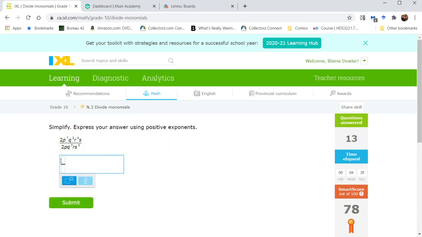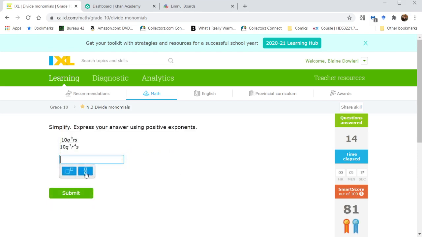In this one, our 2's cancel completely. We have more p's in the numerator, 6 more in fact, so we have p to the 6 up there. Our denominator has 1 more q than our numerator, so we have a q in the denominator. Our numerator has 3 more r's than the denominator, so that's r cubed. And our denominator has 4 more s's than our numerator, so that's s to the 4.